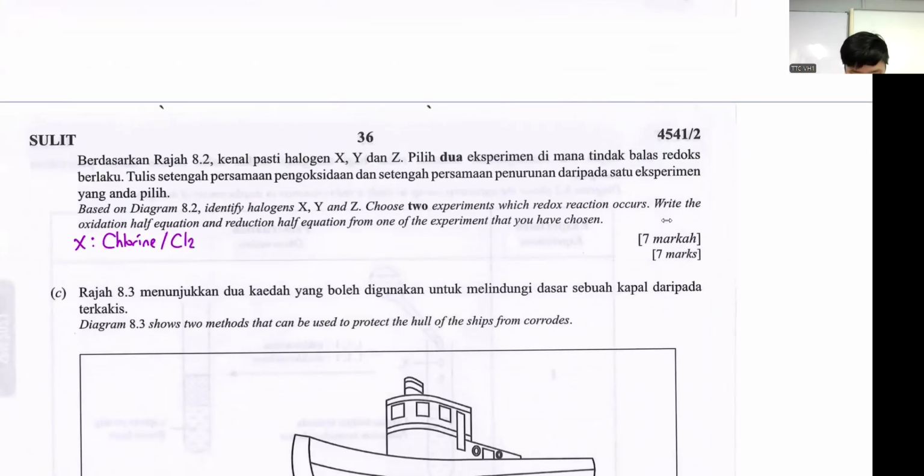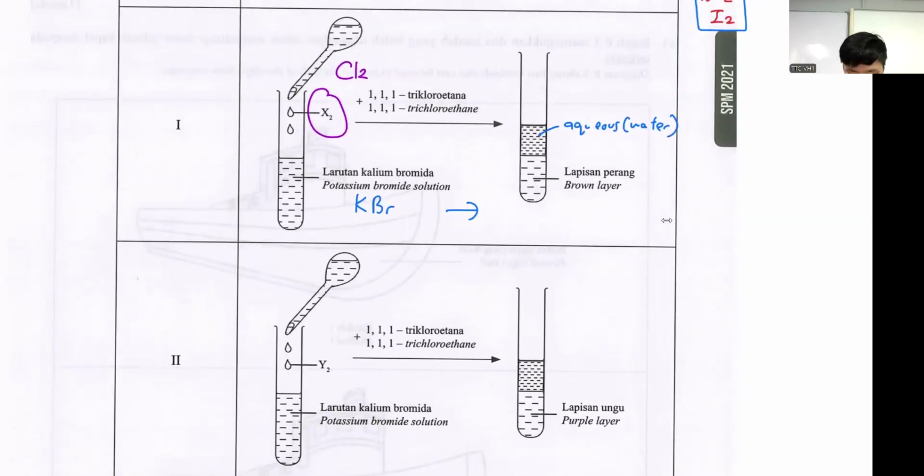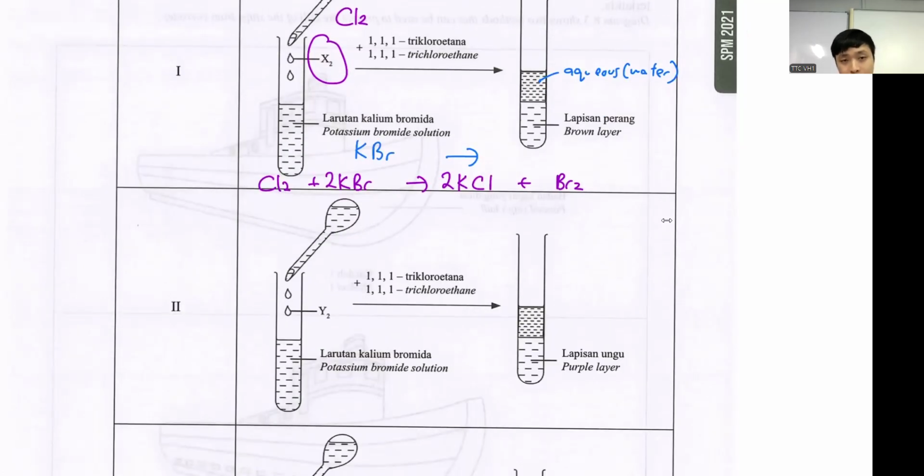I can say Cl2. The equation goes like this. For set one, Cl2 plus KBr gives KCl plus Br2, and balance the equation. Chlorine displaces Br, kicks the K away.